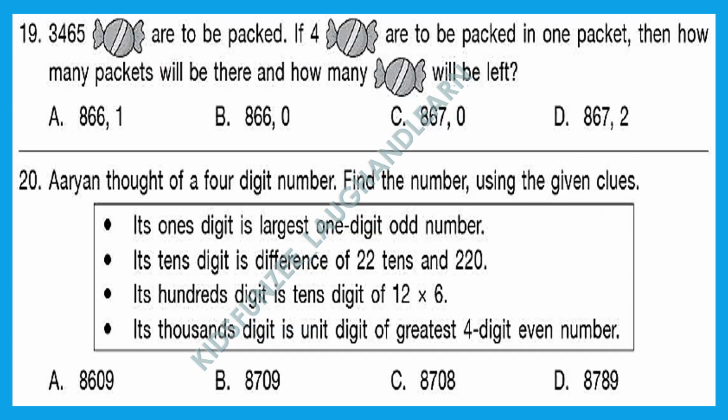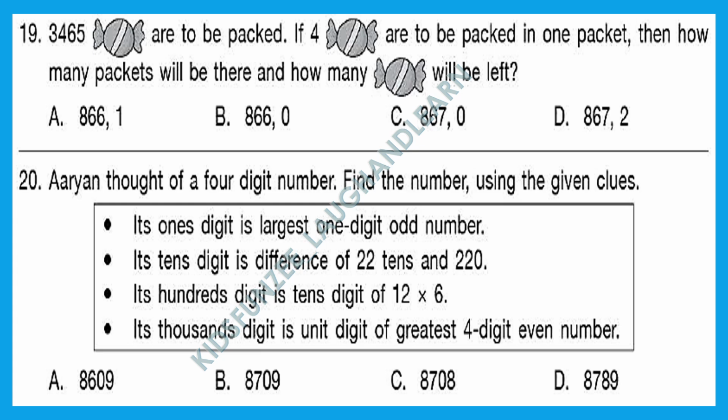Question 19. 3465 toffees are to be packed. If 4 toffees are to be packed in one packet, then how many packets will there be and how many toffees will be left? So the task is, there are 3,465 toffees. We have to make packs and each pack should have 4 toffees, and we have to find how many are left. If nothing was left, then 3,465 would have been absolutely divided by 4 and there would have been no remainder. But we know that it is not divisible. Now here is the trick.